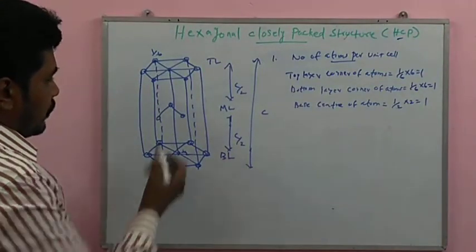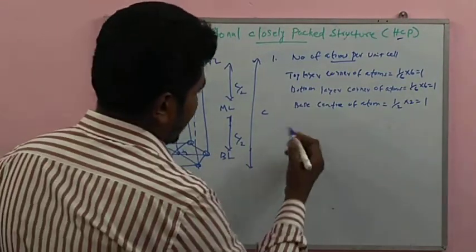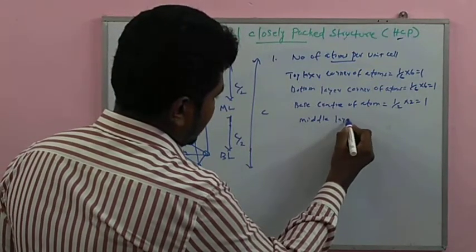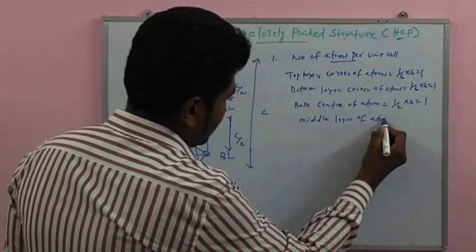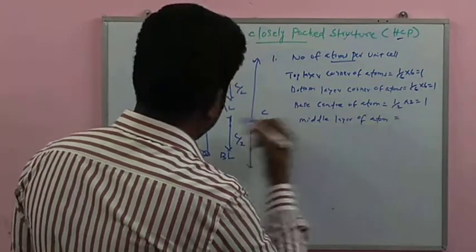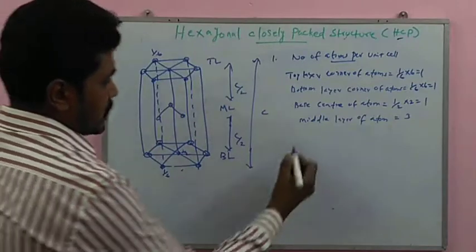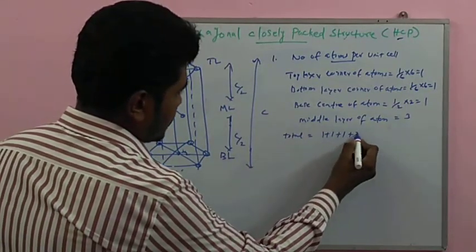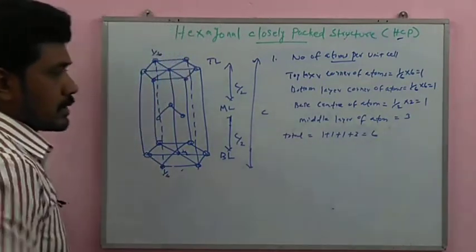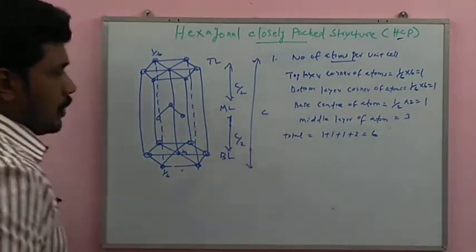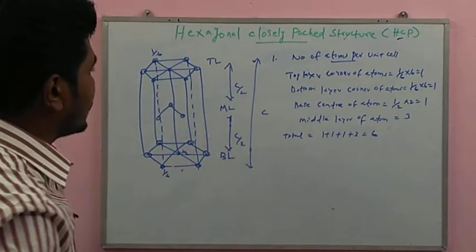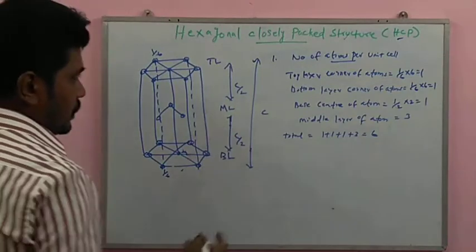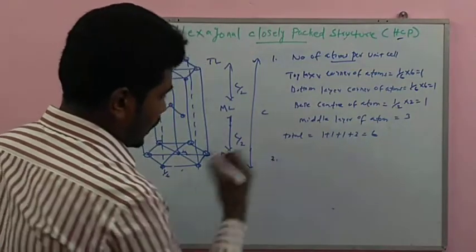Understand? Then finally the 3 atoms in the middle layer. So the middle layer atoms, what is the answer? That is the value 3. Okay, so the total is equal to 1 plus 1 plus 1 plus 3 is equal to 6. Understand? So 6 is the number of atoms per unit cell in the hexagonal closely packed structure. So next we go to the coordination number.